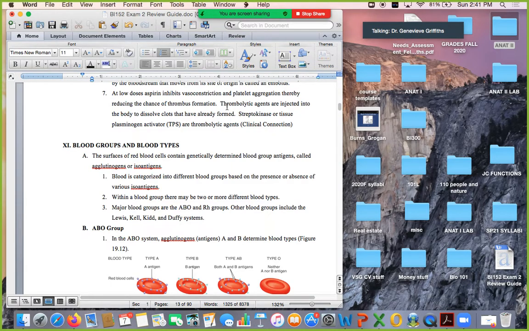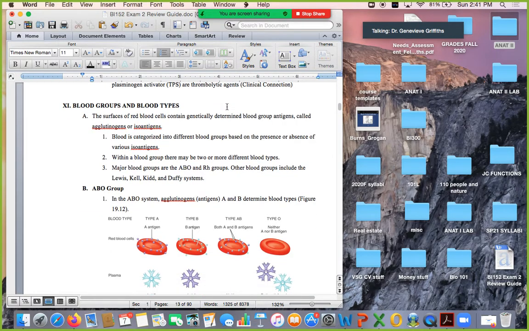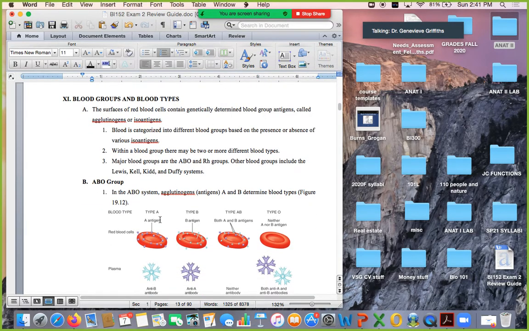Fantastic. All right, so blood groups and blood types basically have to do with what's on the surface of the red blood cells as well as what's circulating in the plasma. And if we have an antigen and an antibody of the same type, so A antigen and A antibody, we're going to end up with an antibody-antigen response. And we want to obviously avoid that.